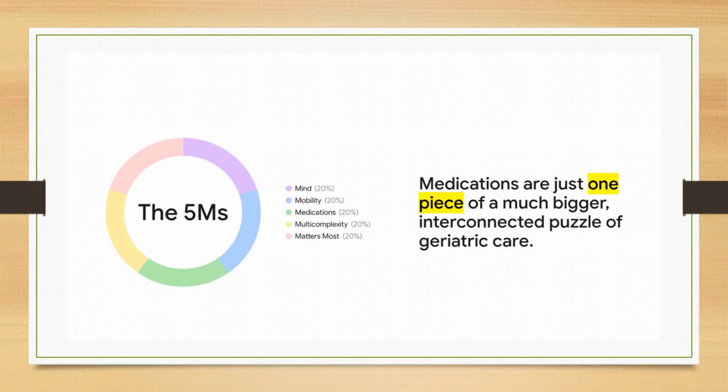Just look at that. Medications is just one slice of the pie. It's part of a much bigger interconnected puzzle. You can't possibly make a good decision about a medication without thinking about how it affects their mind, their ability to move, their other complex issues, and above all, what actually matters to them.